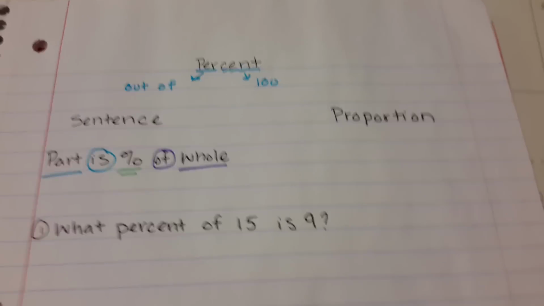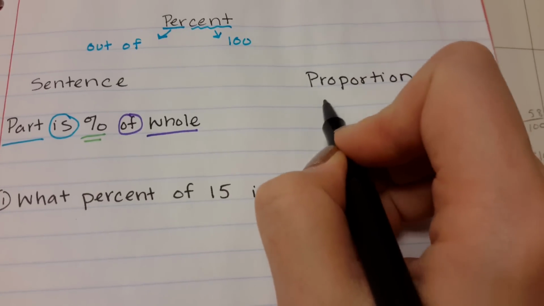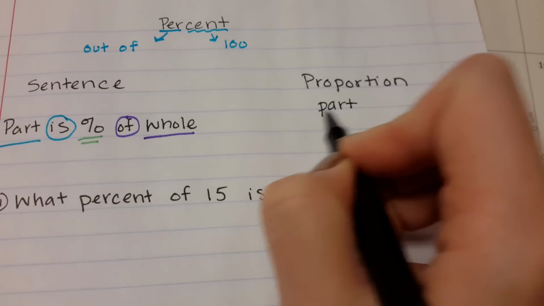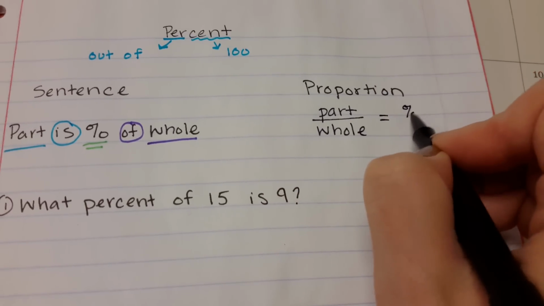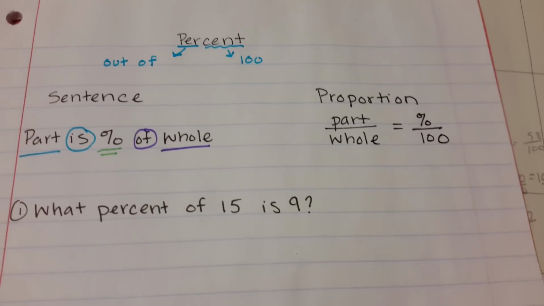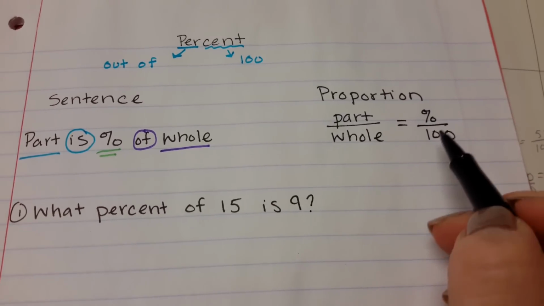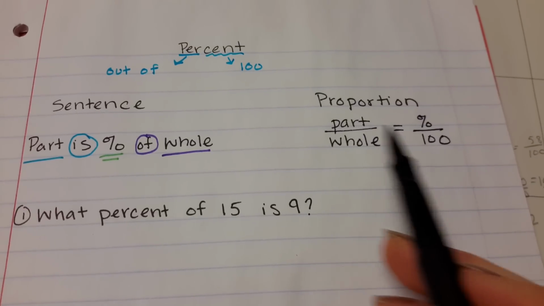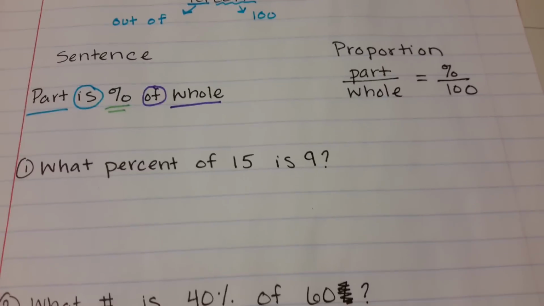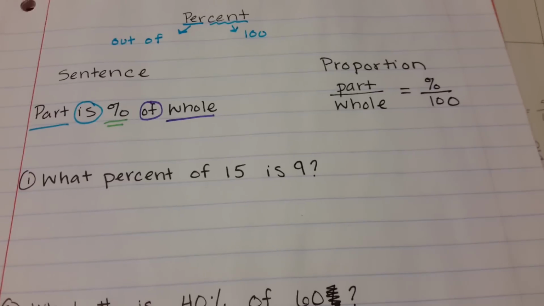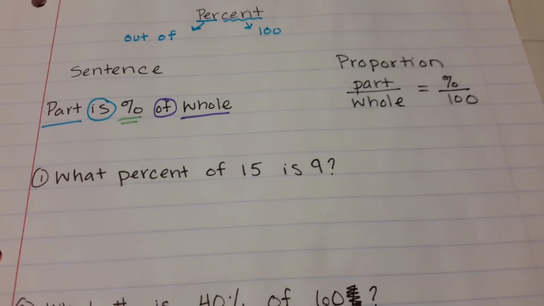And once we can identify that, we always set our information up in the same proportion, which is part over whole equals percent over 100. And again, we talked about a percent being part of 100. So we have the part, which is our percent, and the whole, which is 100. So make sure you have those written down, and those are going to be very, very helpful. Let's go ahead to the first example problem.